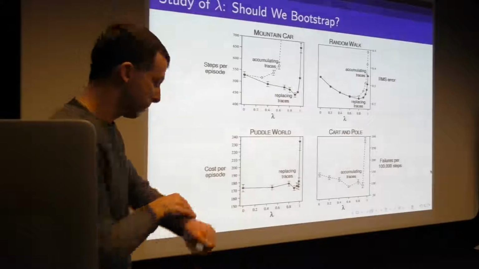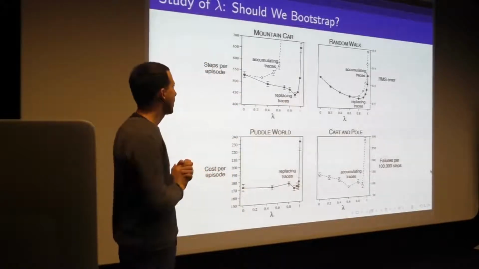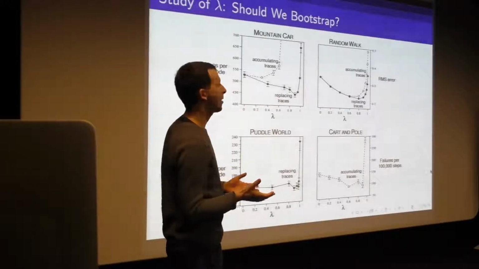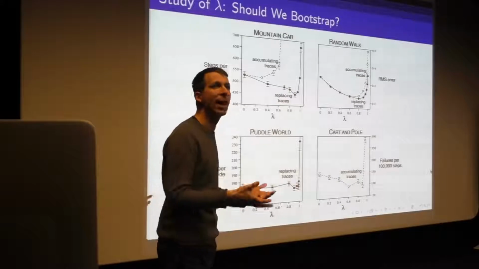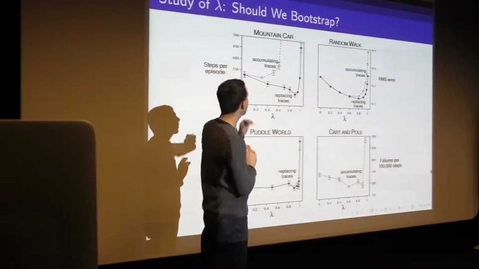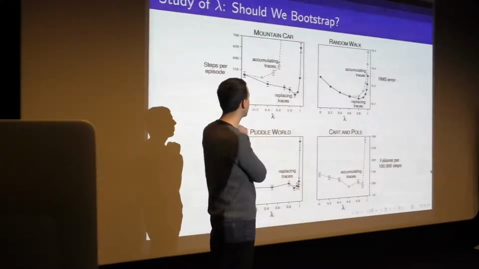Okay. So we talked a little bit about using lambda there. I just want to throw out this slide, which is an empirical slide. It's an old one, but I think the lesson has been borne out time and time again since then, so I think it's still useful to see. Forget the accumulating and replacing traces. That's just two slightly different variants on how you use eligibility traces.